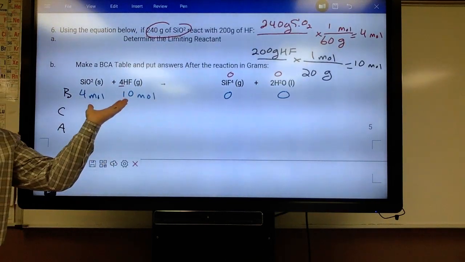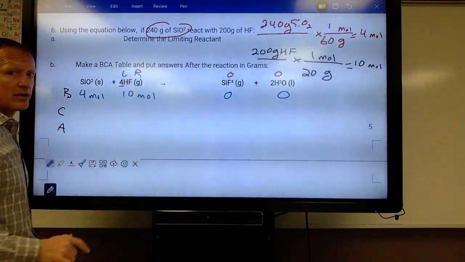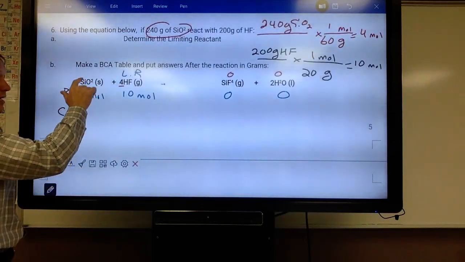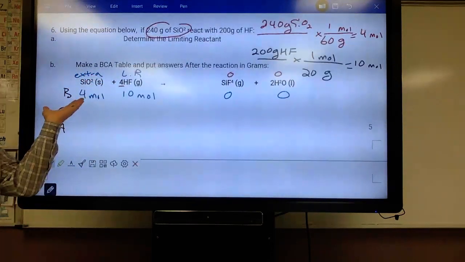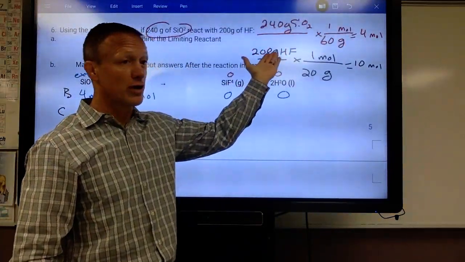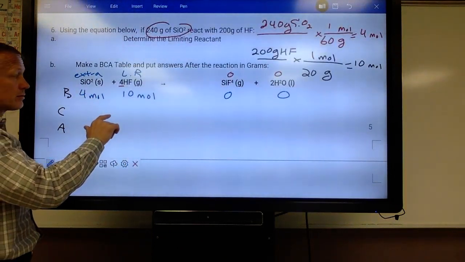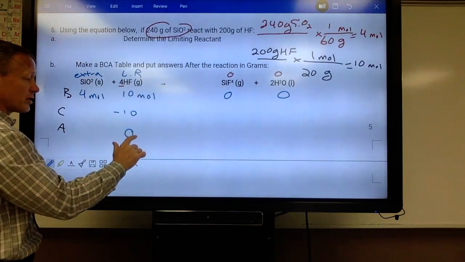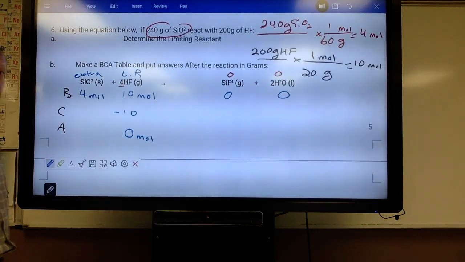So if it was more than 4 times bigger, I'd say it's excess. If it's less than 4 times bigger, I'd say it is the limiting reactant. That tells me then there's extra of this, or excess of that. So not all 4 moles of this is going to be used. In other words, not all 240 grams is going to be used, but we're going to use all 200 grams of this. So which one can we take completely away? HF. So we can go minus 10 moles. We know at the end there's going to be 0 moles of that. It's just going to run out. It's going to be used up completely.